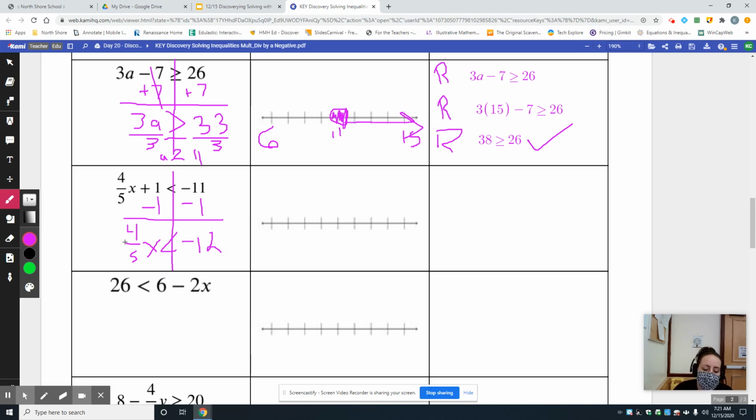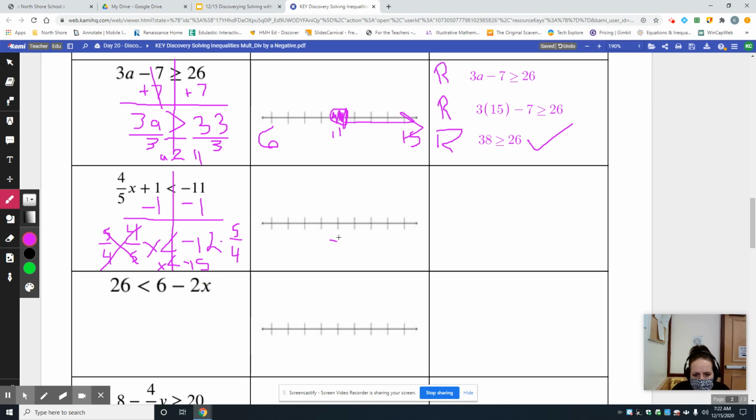And then you can go from here one of two ways. You can either divide both sides by 4/5 or multiply both sides by the reciprocal. I'm going to choose reciprocal, so I'm going to multiply this side by 5/4, which cancels out. Whatever I do to one side, I do to the other. So times 5/4, which gives you x is less than still, because I didn't multiply or divide by a negative, negative 15. Negative 12 times 5/4 is negative 15.